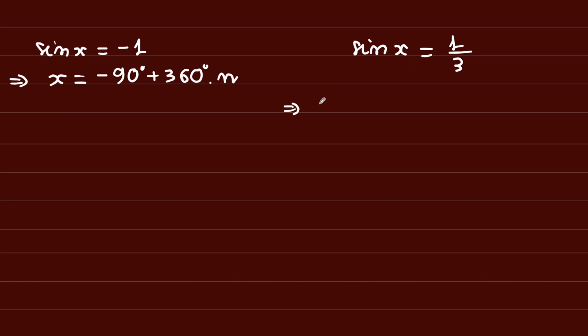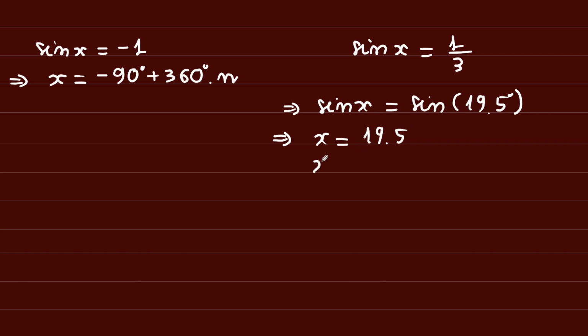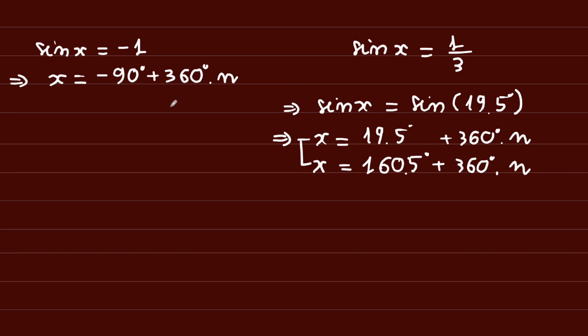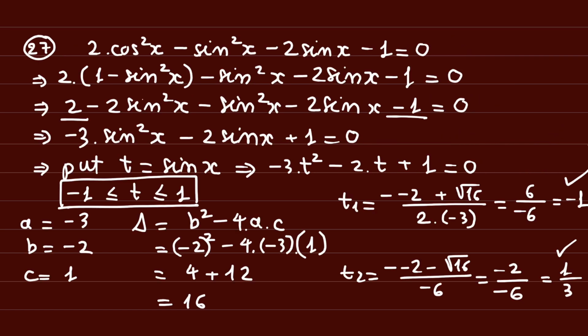You will have sine x equal to sine 19.5 degrees. This corresponds to the general solution 19.5 and the supplementary angle 160.5 degrees, plus 360 degrees multiplied by n. Okay, so one general solution, the second one and the last one will be here. Yeah, that is the answer for question 27.